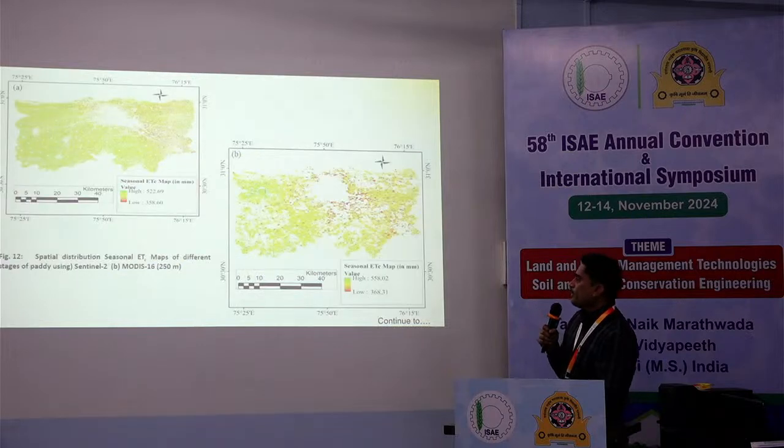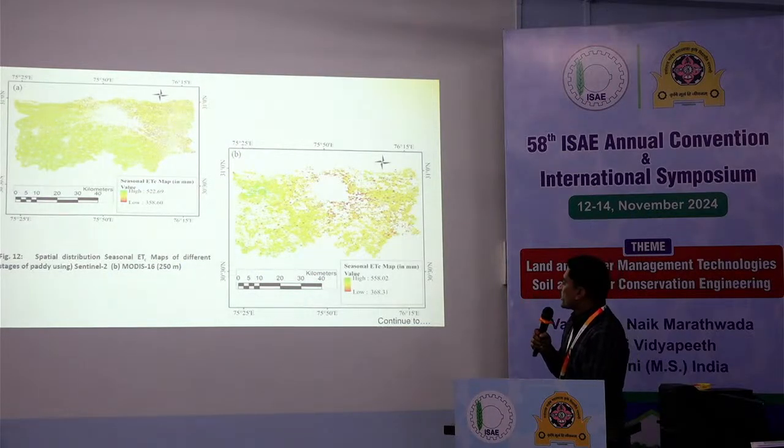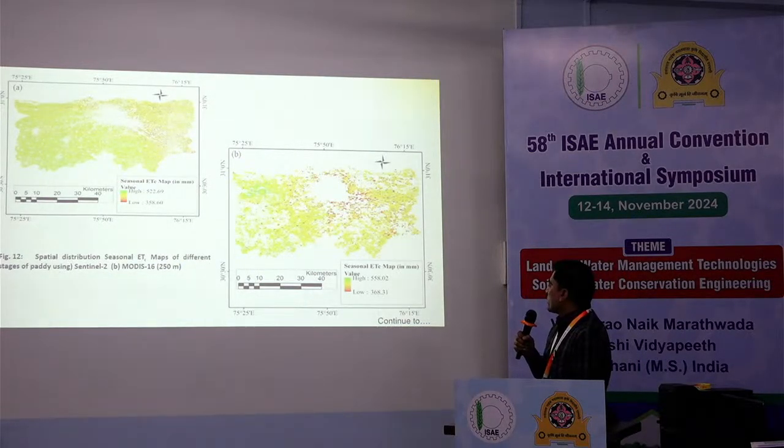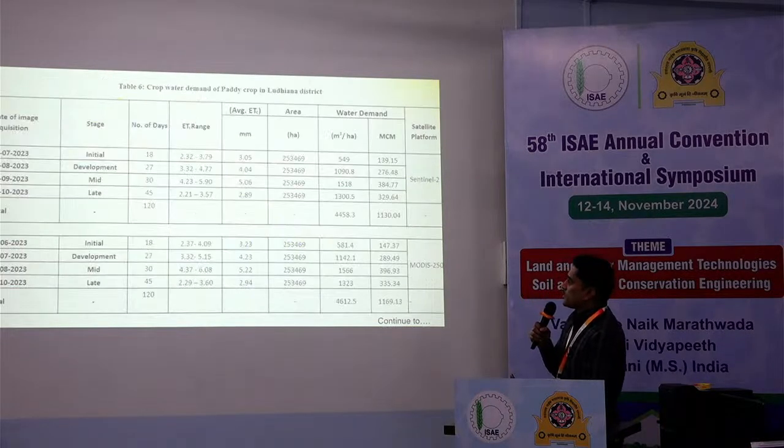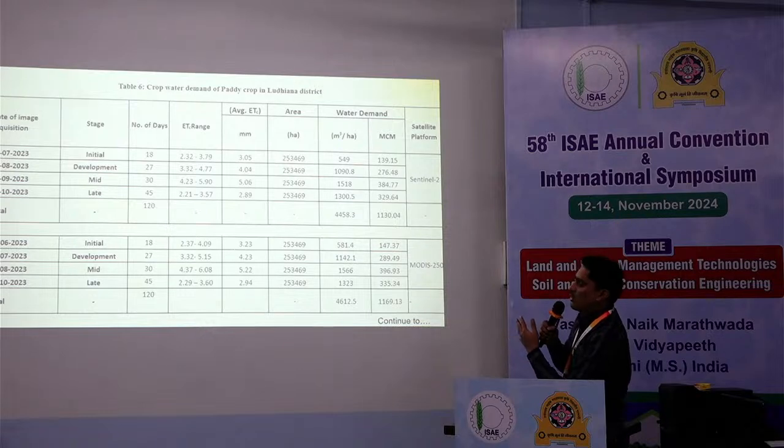Next please. So this is the seasonal water requirement of the paddy crop. So we have a high 5.8.02. Please conclude. Next please. So this is all the Ludhiana district's water demand, highest in Sentinel and MODIS.